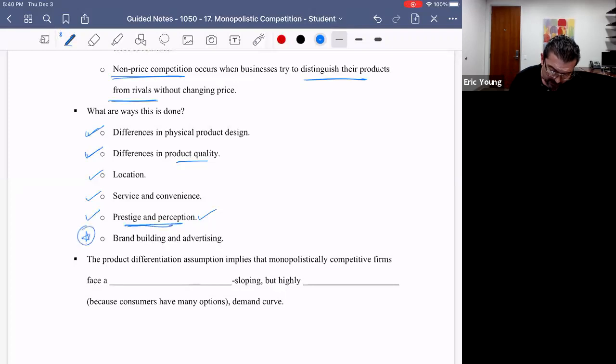The other way, and this last one kind of wraps up all the other ones, but a really common way, and for those of you who are marketing majors, something that you'll be doing in your future careers, another way that firms engage in non-price competition is through spending significant resources on advertising and specifically on brand building.